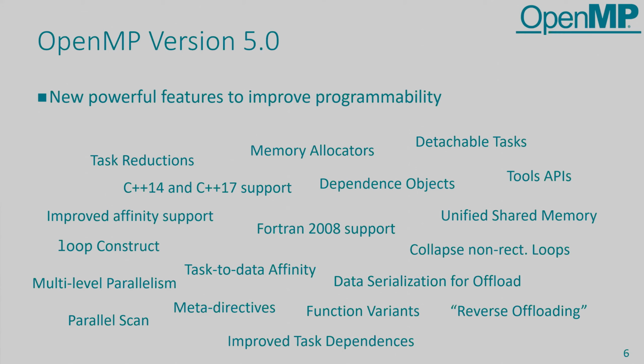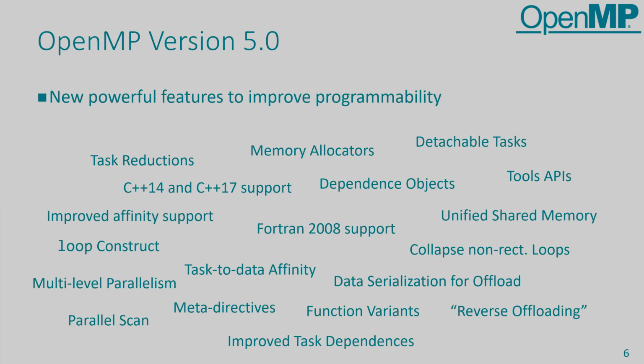We introduced parallel scan, where you can parallelize loops that implement parallel scan, prefix and postfix. We introduced the loop construct to move OpenMP a little more into the domain of descriptive languages. We introduced affinity support for both OpenMP threads, but also OpenMP tasks. And we also recognized the trend in the industry to have a deeper and more complex memory hierarchy, and so we now have support for memory allocators in OpenMP.